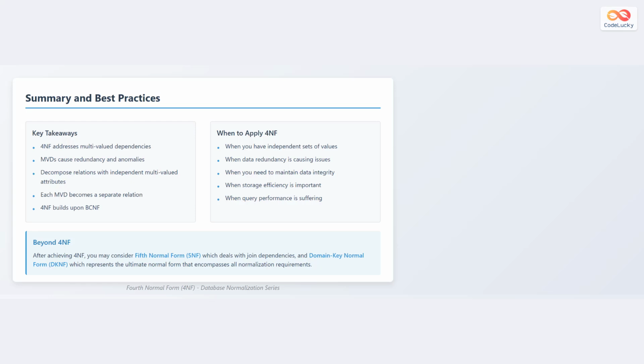When should you apply 4NF? When you have independent sets of values, when data redundancy is causing issues, when you need to maintain data integrity, when storage efficiency is important, and when query performance is suffering.